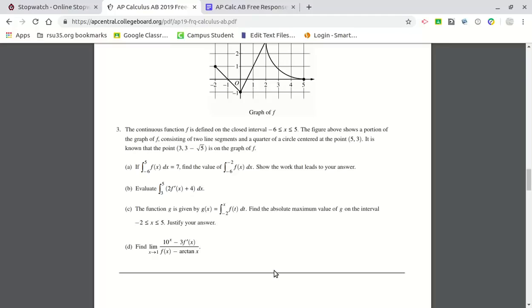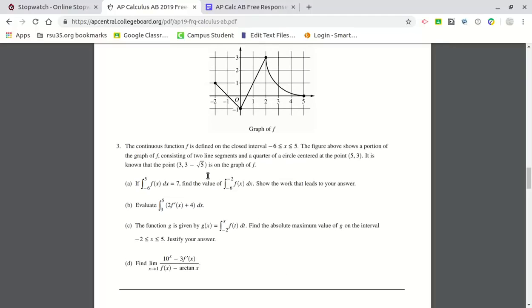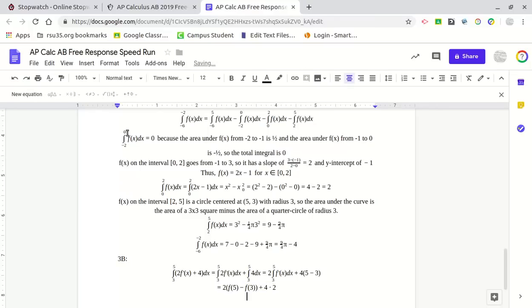What is f of 5? Oh, so f of 3 is that, because they tell us, and then f of 5 is 0, because of the graph. So that equals 2 times 3 minus the square root of 5 minus 0, plus 8, is 6 plus 8 is 14 minus 2 times the square root of 5. Hopefully I can do arithmetic. That looks right. I hope that's not wrong.